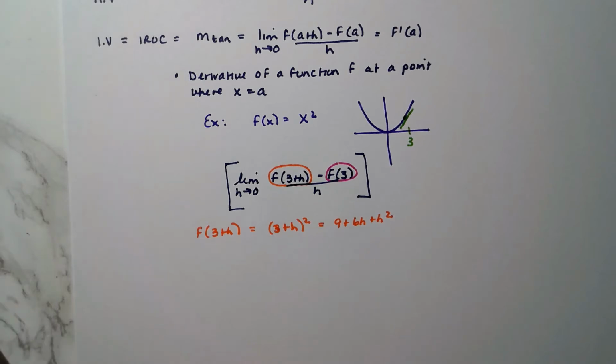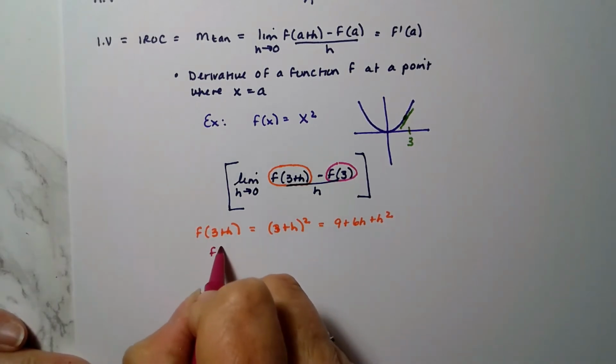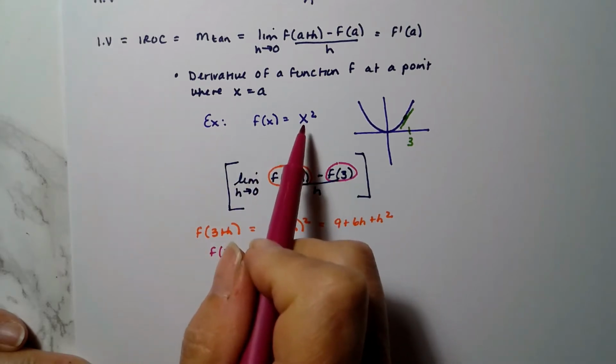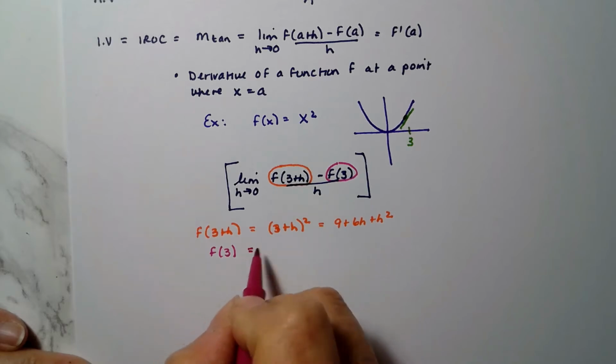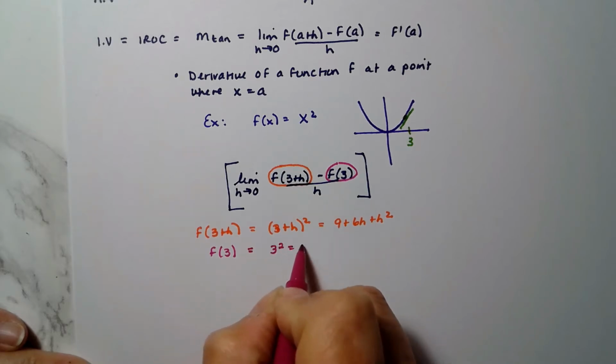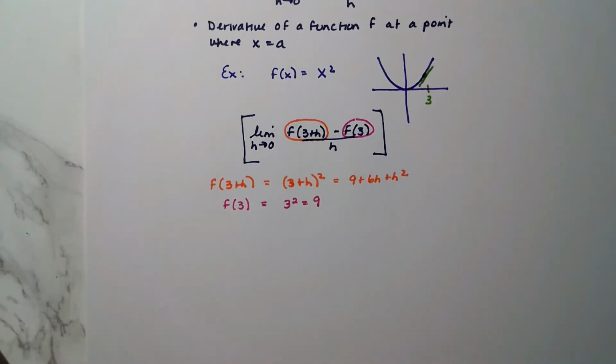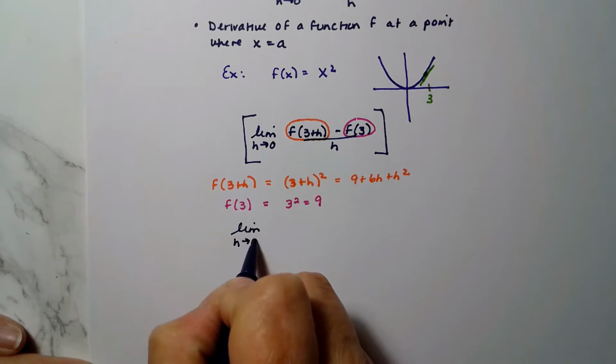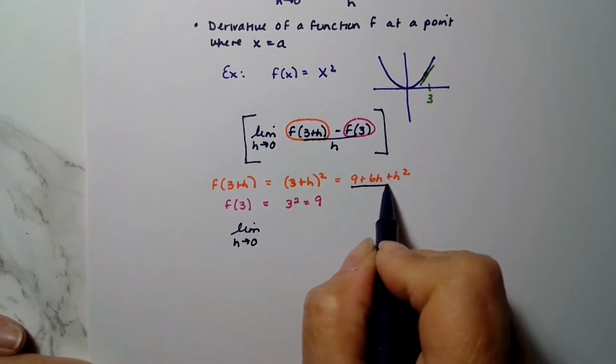Okay? If I want to figure out what f of 3 is, well, now I just need to take this 3 and plug it into the function for every x I see. Well, we have 3 squared, which is 9. So the idea is that you're going to rewrite this as the limit, as h approaches 0, of f of 3 plus h.